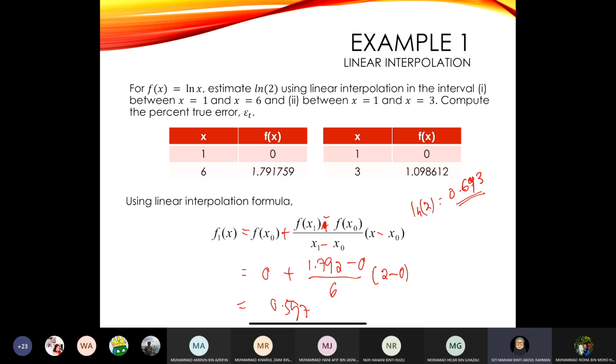So instead of the true value, we got this. So we can calculate the true error. What is ET? 0.693 minus 0.597 over 0.693. We get 13.8, right? 13.8. So if we use a smaller step size, if we use 1 and 3, what is ET?